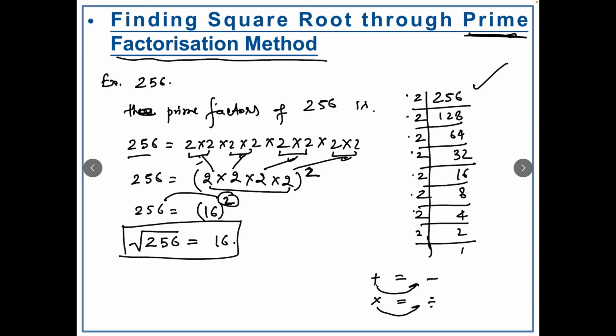Similarly, if you have the square of a number, and when you shift it to the other side, it will become square root. In a similar way, we have the square of number 16. When you shift this power 2 onto the right hand side or the left hand side, it will become square root. That's how we use this method to find the square root of any given number.